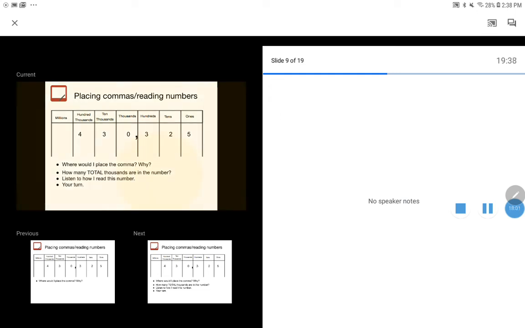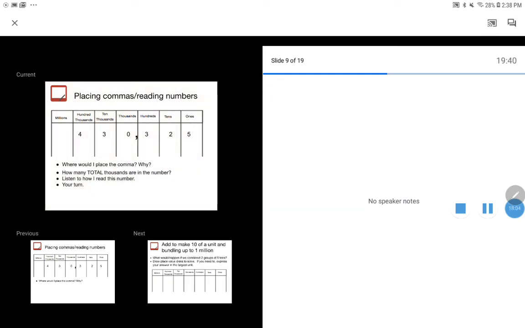So listen to how I read this number. Okay, let's look at how many total thousands there are. Now, I want you to think about this. How many total thousands? Not just the 1,000s place value, but all the thousands, the group of thousands. How many thousands are there? 430.